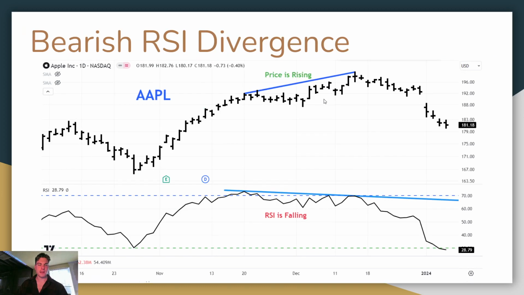And then on the other hand, we have bearish RSI divergence. This is when RSI is falling while price is rising. This is Apple. So, I mean, just higher highs, lower highs. That's really all it comes down to. This gap would have been a perfect opportunity for you to get short Apple here.